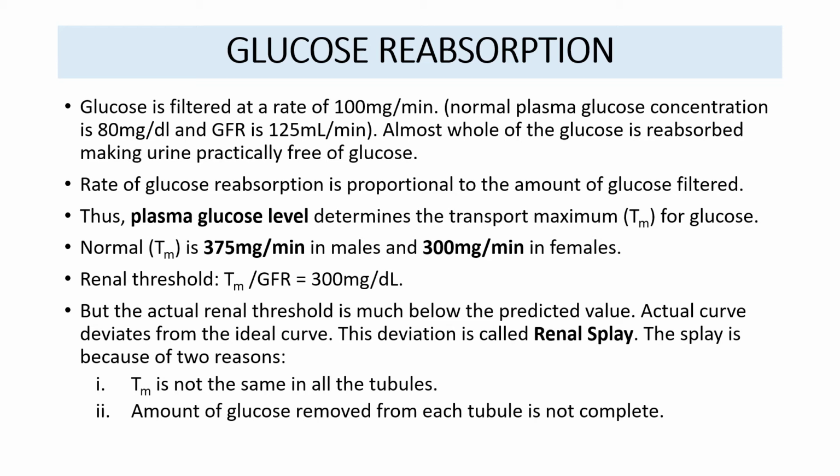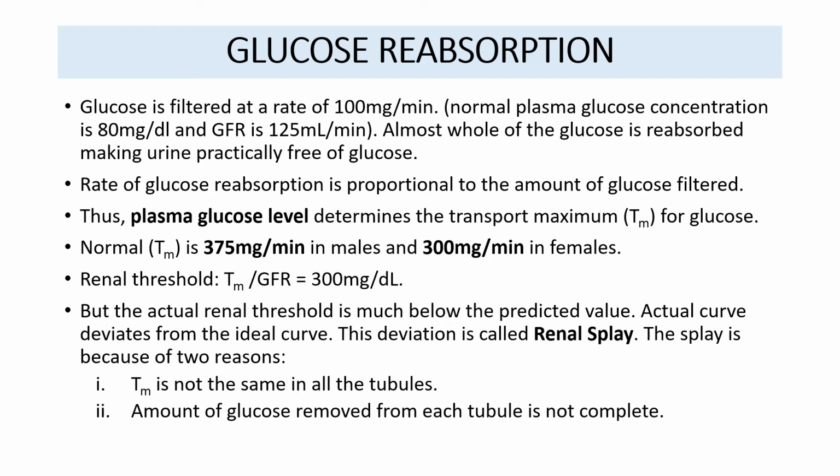Now, what is the renal threshold? Renal threshold is transport maximum divided by GFR. This comes to about 300 milligram per dl. Please consider the unit whenever you are multiplying or dividing anything. Then only you will come to the answer.